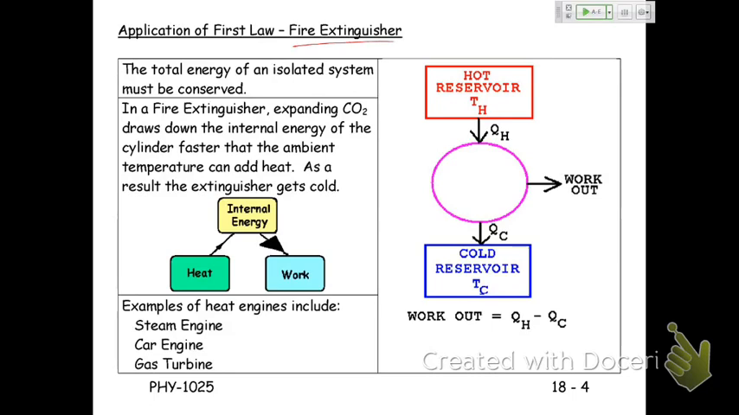In a fire extinguisher, expanding CO2 draws down the internal energy of the cylinder faster than the ambient temperature can heat up. As a result, the fire extinguisher gets colder. We're doing a lot of expansion, which is taking energy out of our system. And so the internal energy is decreasing, and that's decreasing the temperature, so it feels colder.